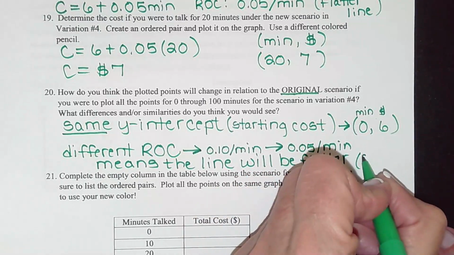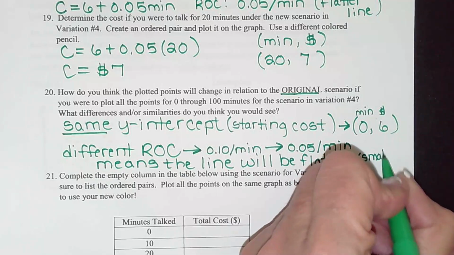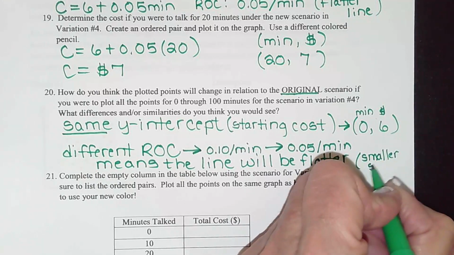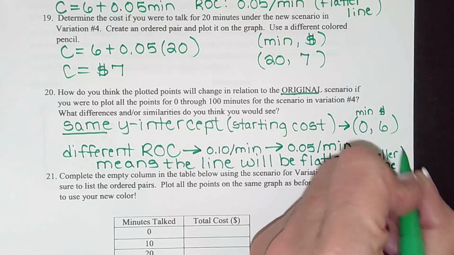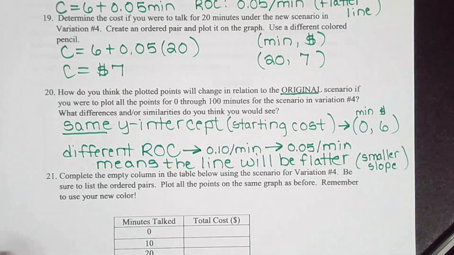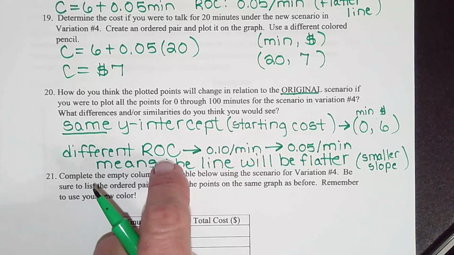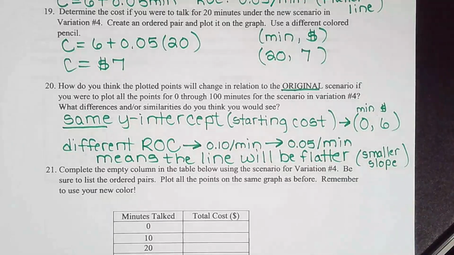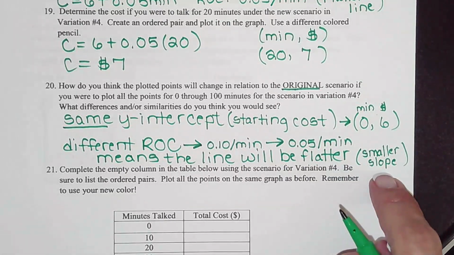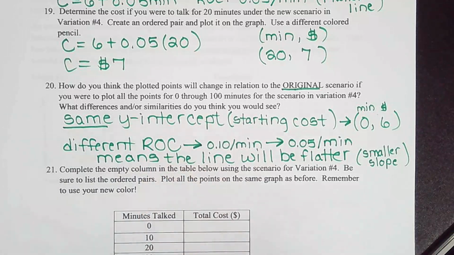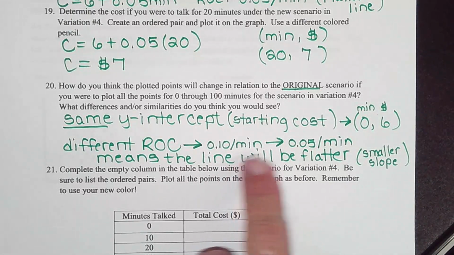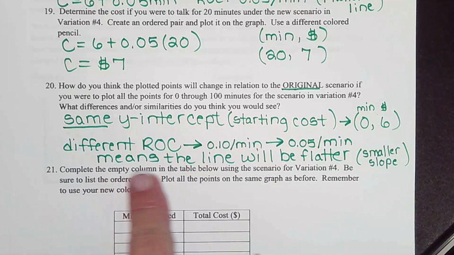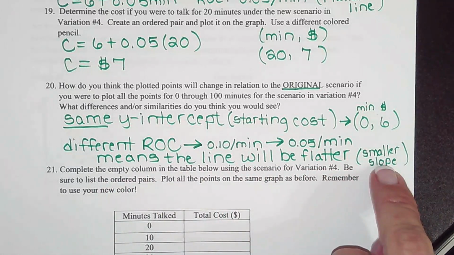Because it's a smaller slope or smaller rate of change. Slope and rate of change are the same thing. Rate of change is kind of the fancy name we use as we go up in our math levels. So you learned it as slope in high school and college. Mostly they call it rate of change, but they're the same thing. So it went from 0.10 cents per minute to 0.5, which means the line will be flatter because of the smaller slope.